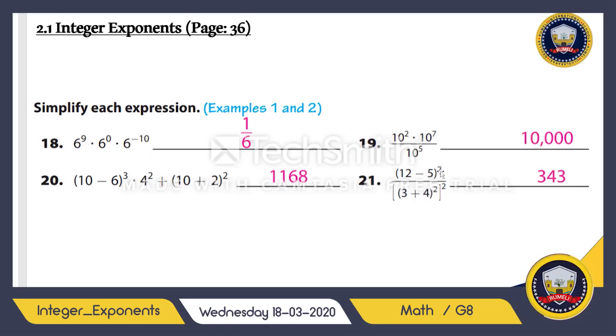12 minus 5 to the power of 7 divided by 3 plus 4 to the power of 2, all to the power of 2. We start by simplifying this. 12 minus 5. Remember, you cannot distribute the power unless you have multiplication. If it's plus or minus, no distribution of power. You should simplify this first. 12 minus 5, then to the power of 7. 3 plus 4, it is 7 to the power of 2. Now 7 is raised to 2, then all is raised to 2. So it is 2 times 2, which is 4. So it is 7 to the power of 4. Now, you simplify this and the answer is 343.